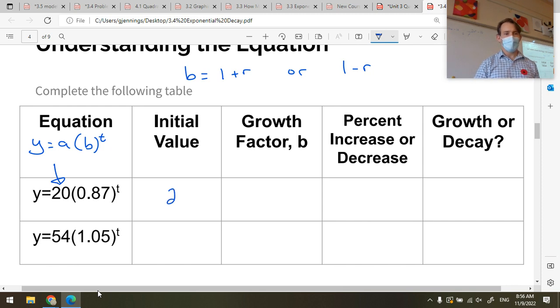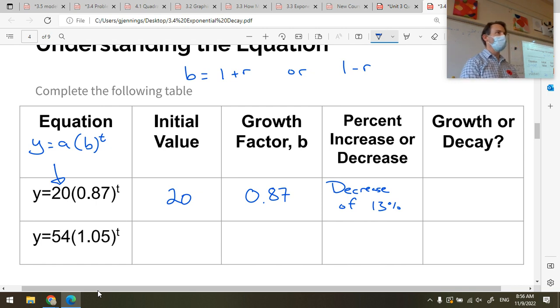Here, the initial value is clearly 20. The growth factor B is 0.87. We would know that that's a decrease because it is less than 100%. It's a decrease of 13%. If I start with 100% and subtract 13%, I'll end up with 87%. So there you have it, 0.87.